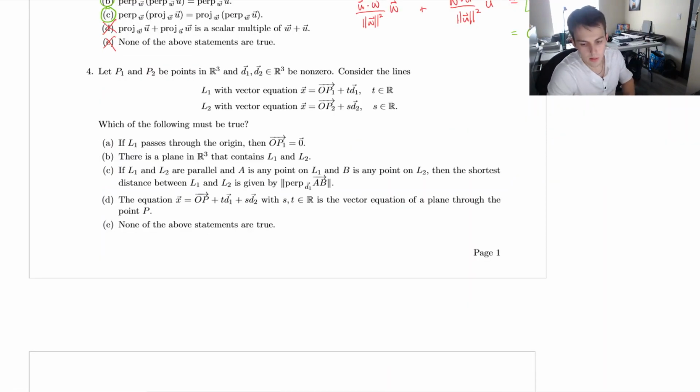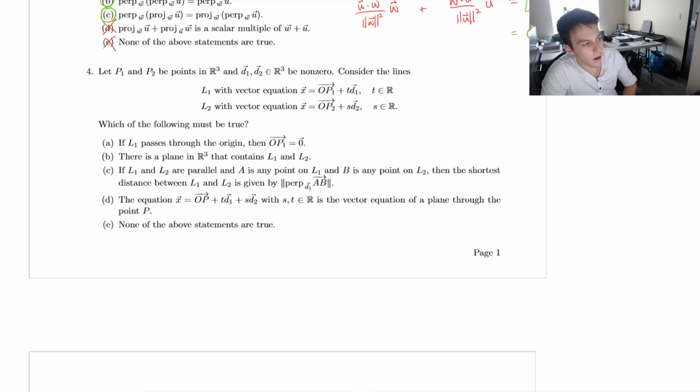Alright, question 4. We're given two vector equations, L1 and L2. It's given basically all in terms of variables, and it asks us some questions. So which of the following is true? We have L1 passes through the origin if the vector OP1 equals the 0 vector. So this could be true, but that P1 is just a point on the line. It can be any point on the line.